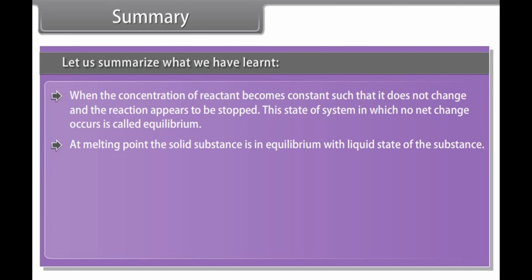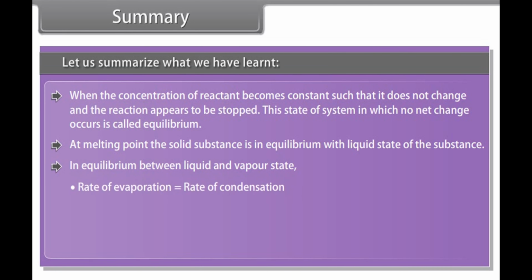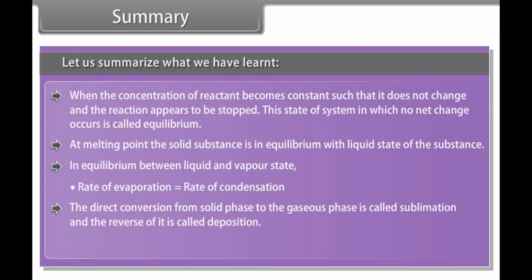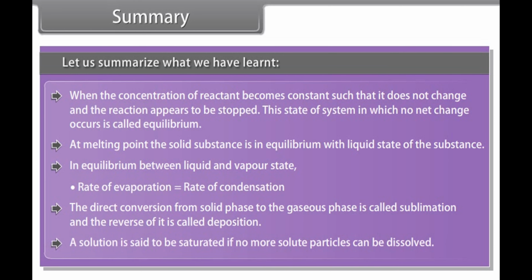At the melting point, the solid substance is in equilibrium with the liquid state of the substance. In equilibrium between liquid and vapor state, the rate of evaporation is equal to the rate of condensation. The direct conversion from solid phase to the gaseous phase is called sublimation, and the reverse of it is called deposition. A solution is said to be saturated if no more solute particles can be dissolved.